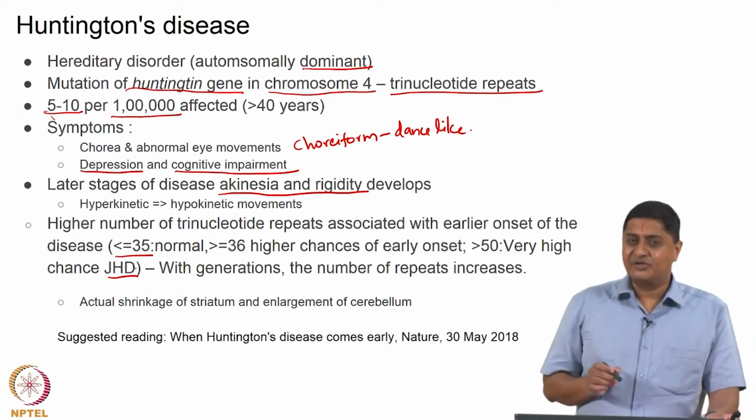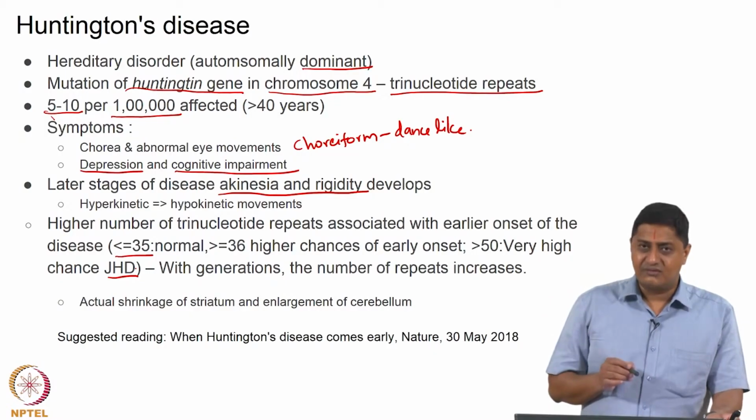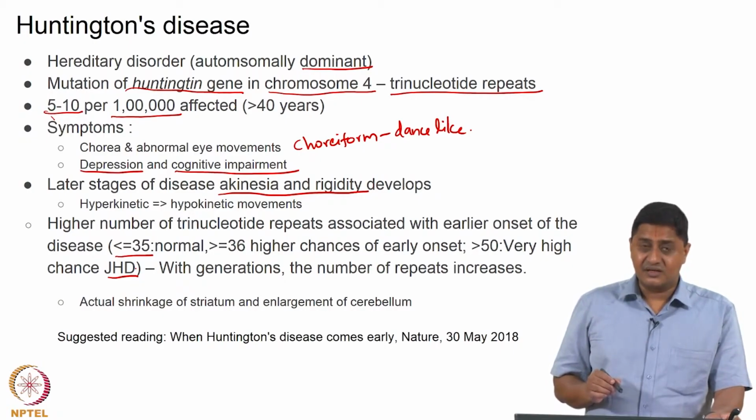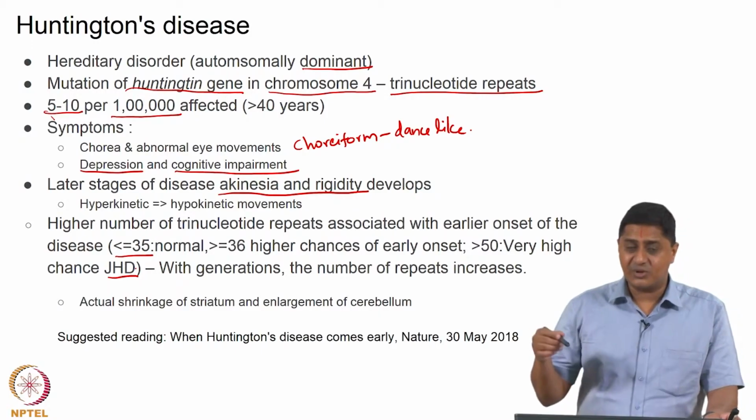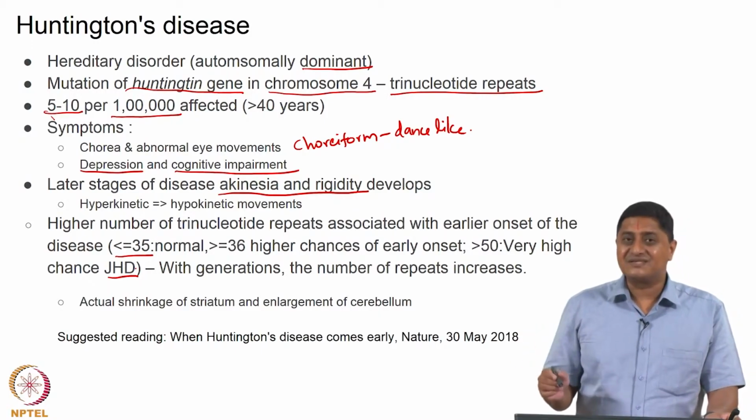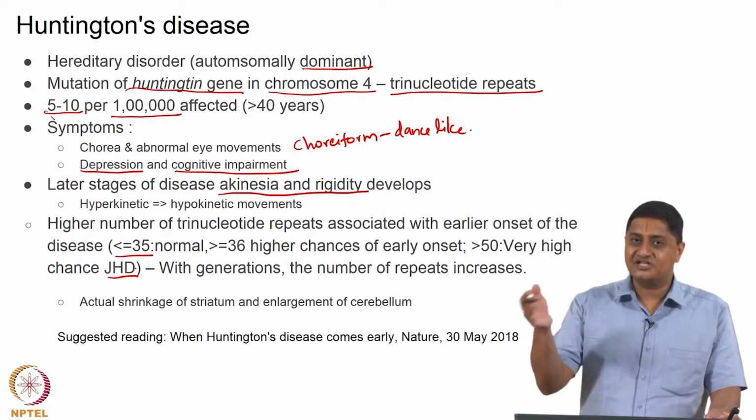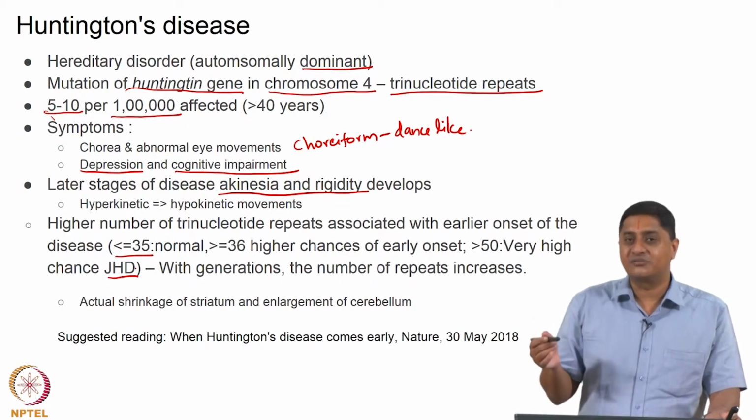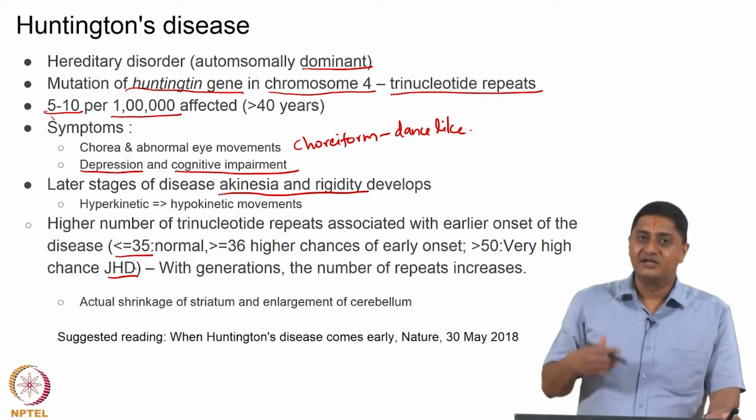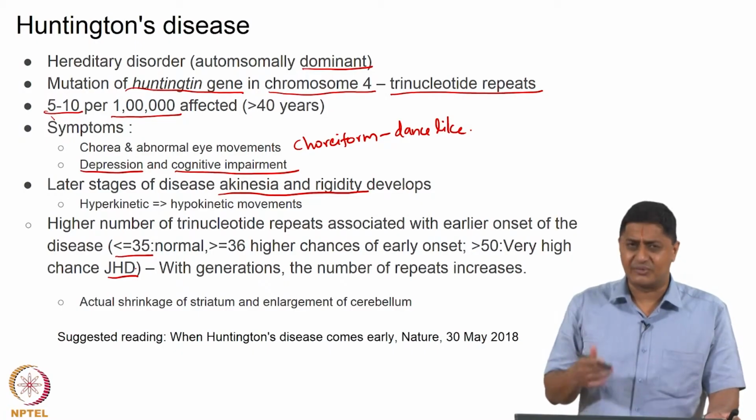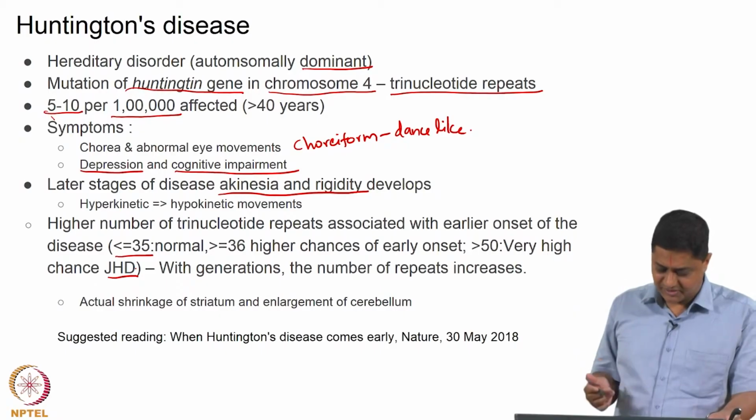This is very different from the original description made by Huntington in his paper. And it turns out that as the generations progress, the onset happens earlier. So, if in one generation the onset happens at 40 years, then in the next generation the number of trinucleotide repeats increases. If the father gets the disease at around 40 years, the child has a chance of getting the disease at around 35, say for example, or 38, depending on the number of trinucleotide repeats.